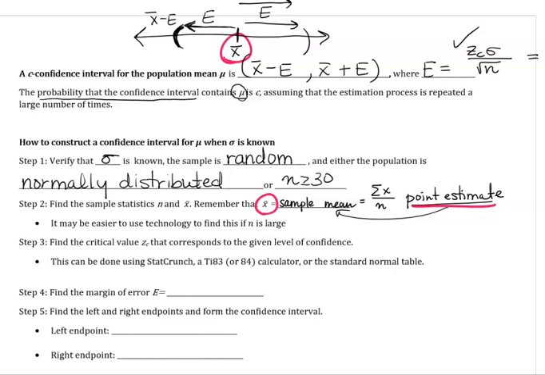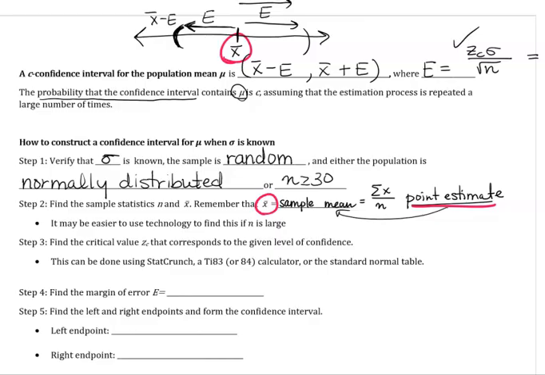And it may be easier for you to do that using technology, right? We can very quickly use StatCrunch, paste some data into StatCrunch and find the sample mean that way, or enter some data into the table on your calculator and find it that way. You do not have to always add them up by hand.